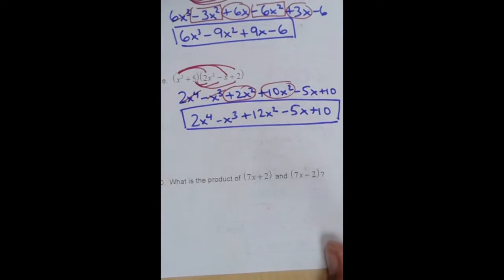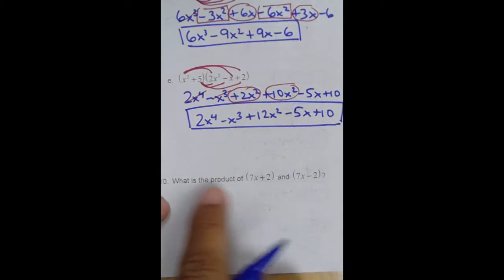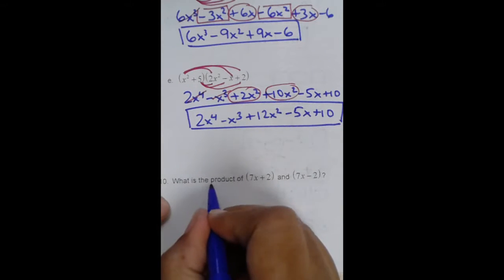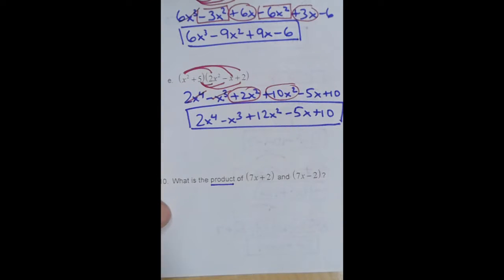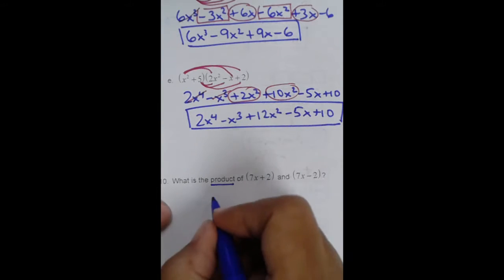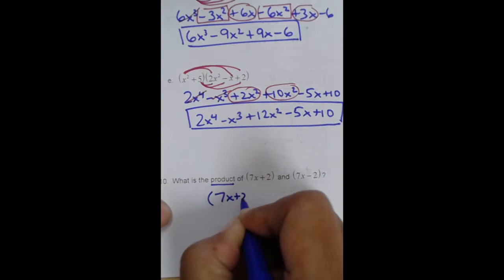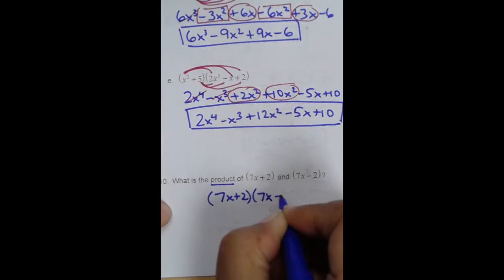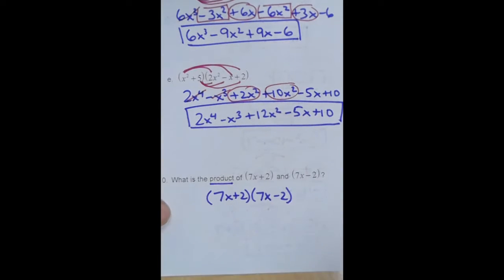Okay, this last one might look complicated just because there's extra words, but it says, what is the product? What does the word product mean? Product means multiply, so really just multiplying these out. 7x plus 2 times the 7x minus 2. And then we're just doing what we just did above.